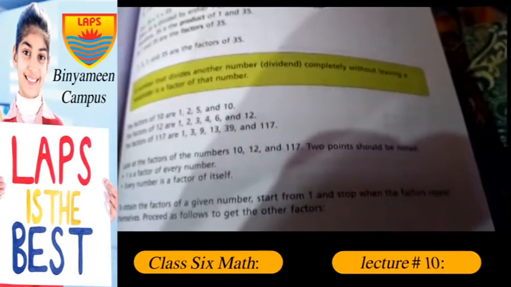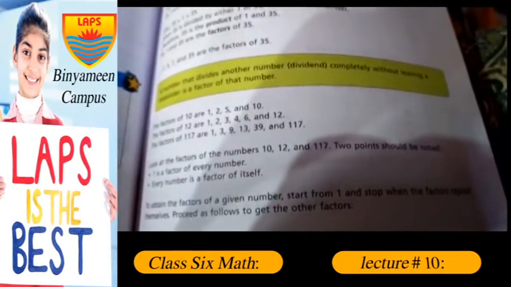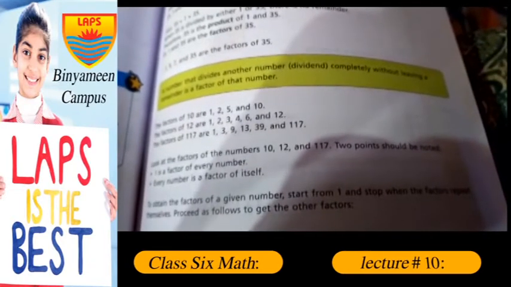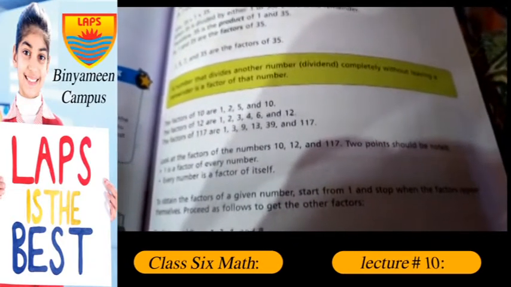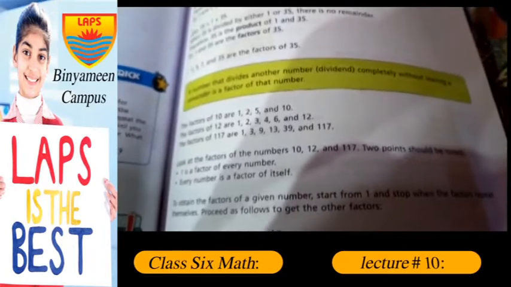Two points should be noted. First, 1 is a factor of every number. Every number is a factor of itself.